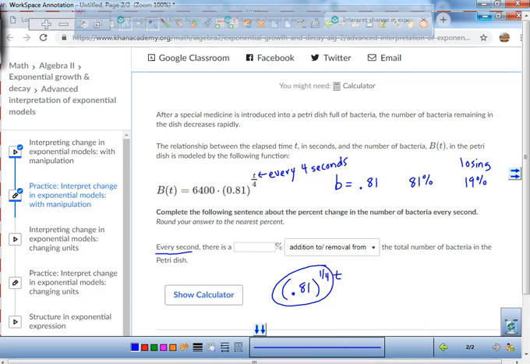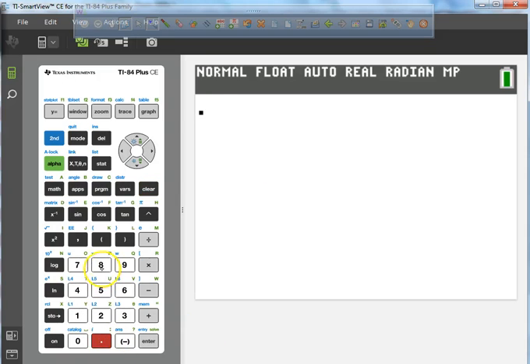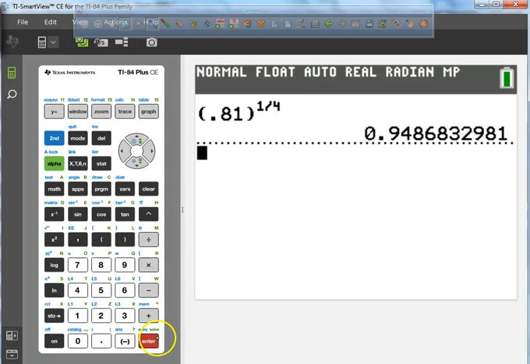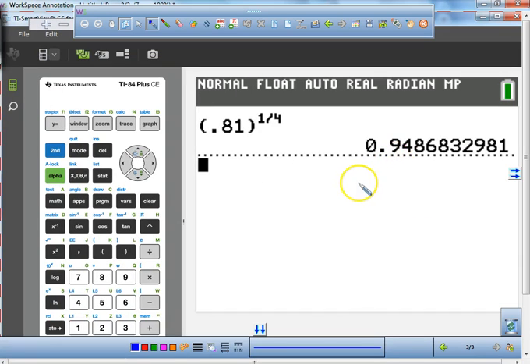So go to your graphing calculator, do 0.81 in parentheses. Open parentheses, 0.81, close parentheses, raised to the power of 1 divided by 4. Does everybody see that right there? Okay. So 0.949, which rounds into what?